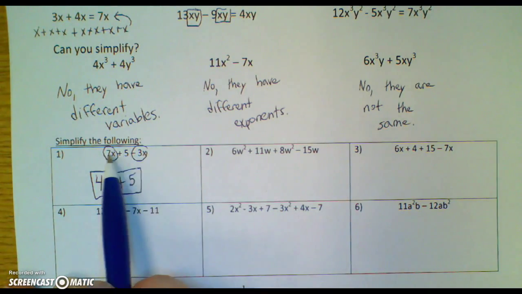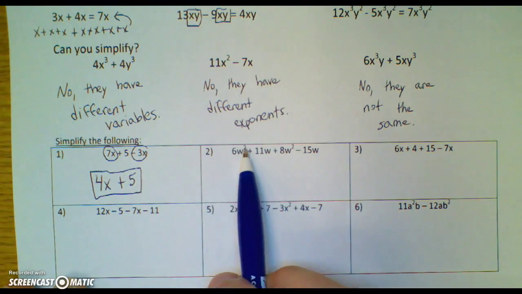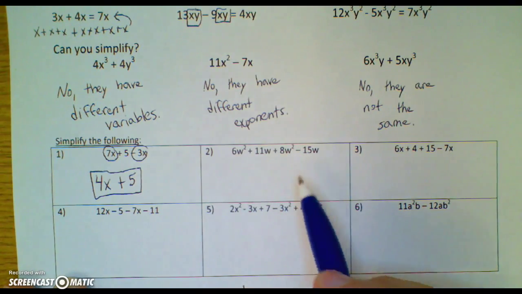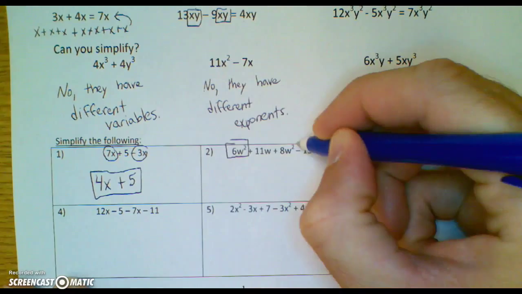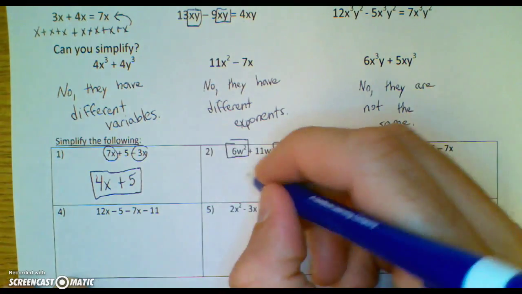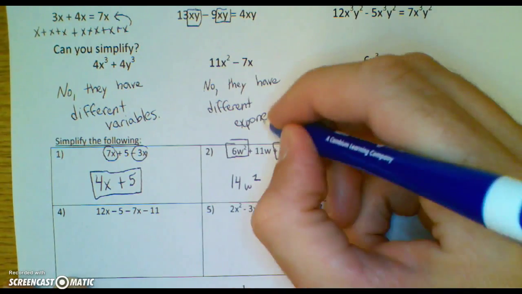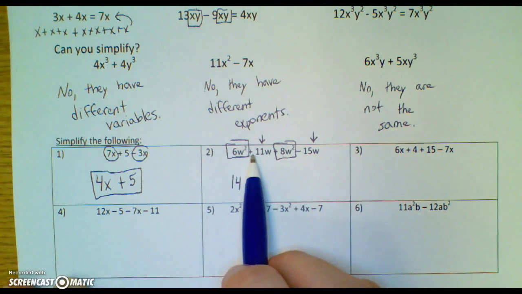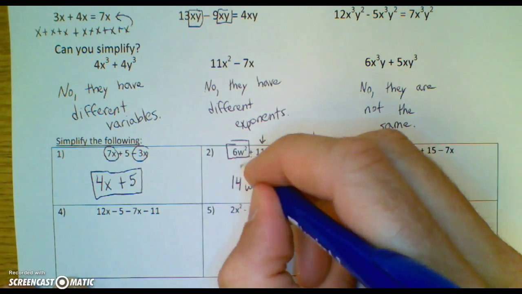Sometimes it's helpful to circle things that are alike, and then you know which ones you're combining. Next problem, 6w squared plus 11w plus 8w squared minus 15w. I've got a couple variables with different exponents. 6w squared goes with 8w squared. So if I do 6 plus 8, I get 14w squared. This w and this w are also the same, so I'm going to do 11, because it's positive 11, minus 15, which is negative 4w. And you're done.